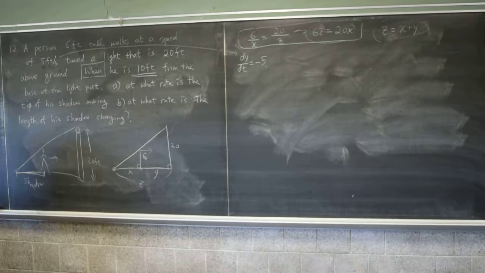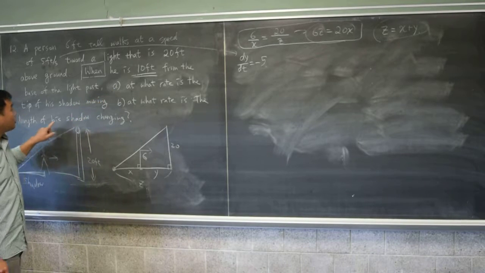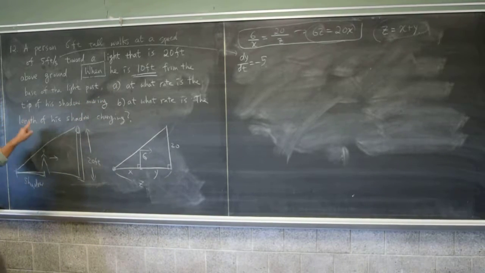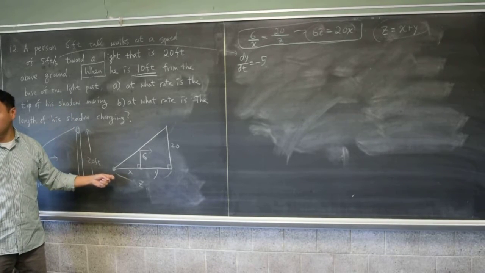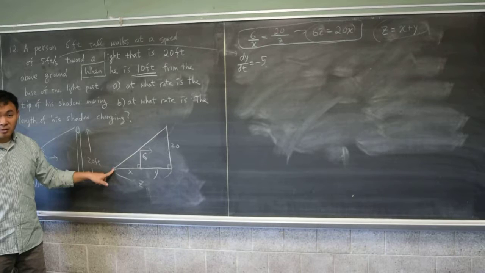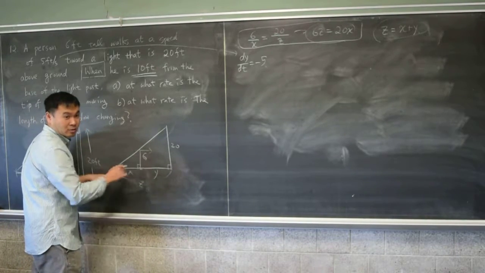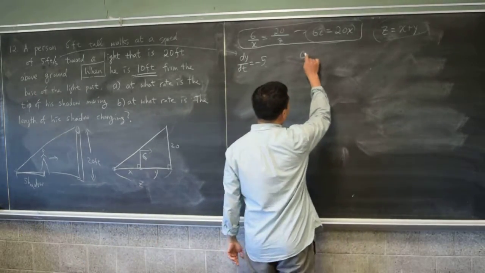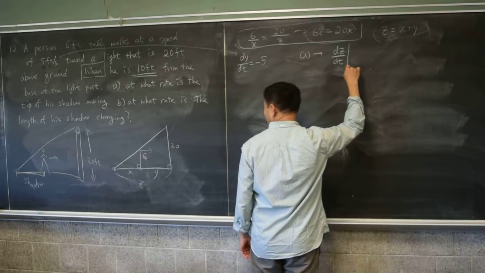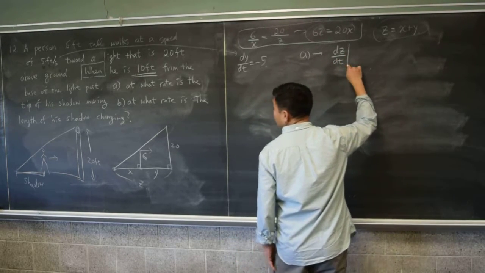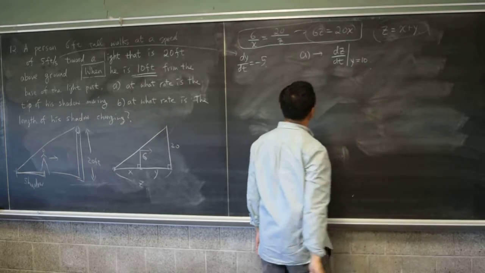And then let's try to figure out what A is asking. At what rate is the tip of his shadow moving? So what is this A asking for? Change of what? The tip. Speed is the rate of change of this length, right? So part A is asking for dz dt when y is 10. That's what A is.